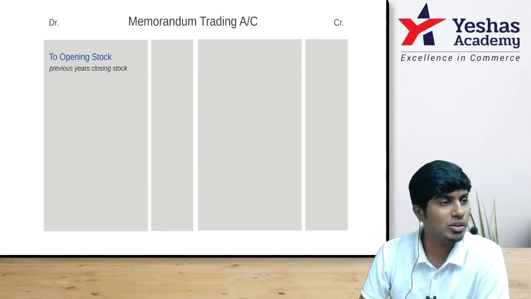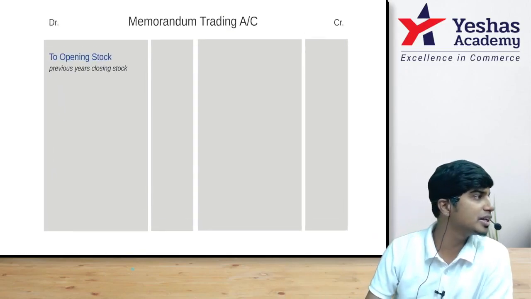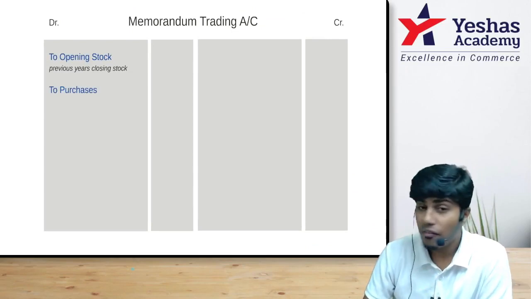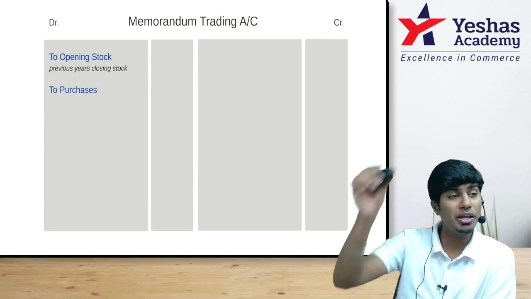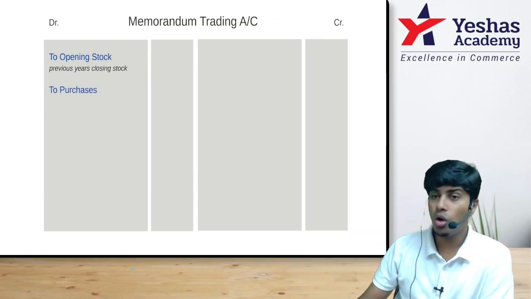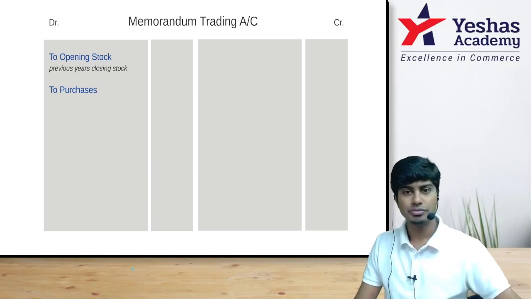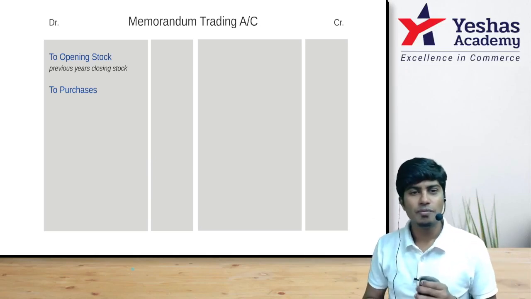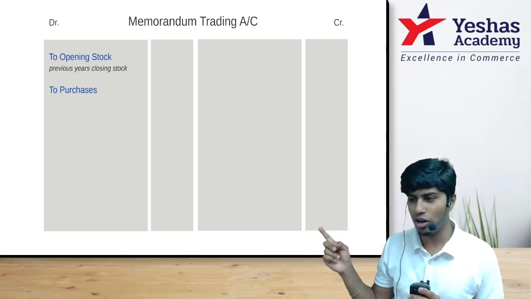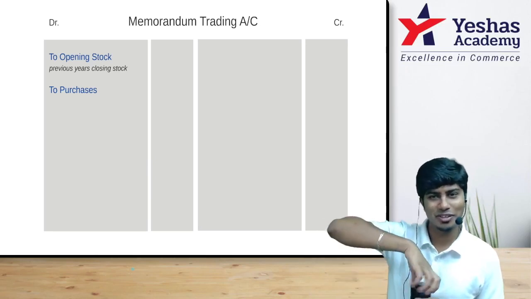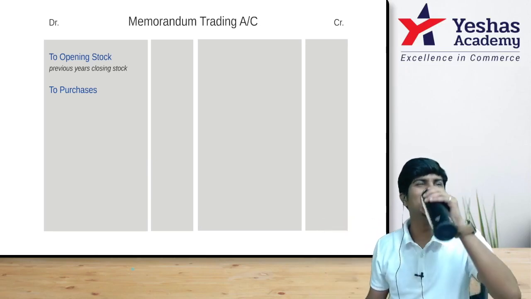Next, let's go to the next slide. After opening stock, what will you write in this? Purchases. When you write purchases, you write purchases from the beginning of the year till the date of fire. How do we get to know how much is purchases? Sir, look into the books of accounts. But the godown's stock got burnt. No, the books are also in the same place. What do you do?